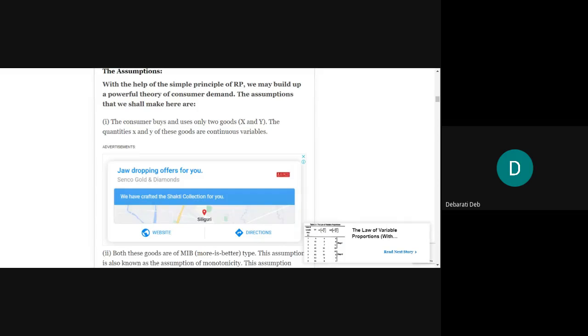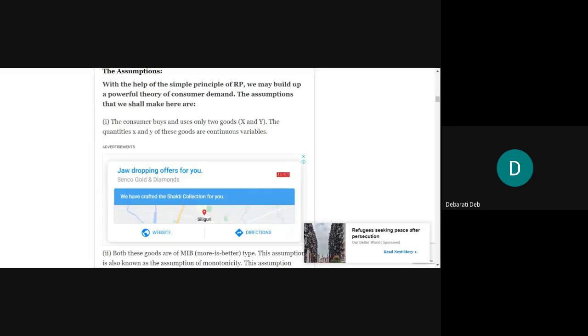Number one is the consumer buys and uses only two goods. The quantities X and Y of these goods are continuous variables. That means here also we are not taking into consideration more than two goods, which in reality is not practical. But still we are assuming only two goods and not more than two goods. And the quantities of these two goods, x1 and y1, are continuous variables.